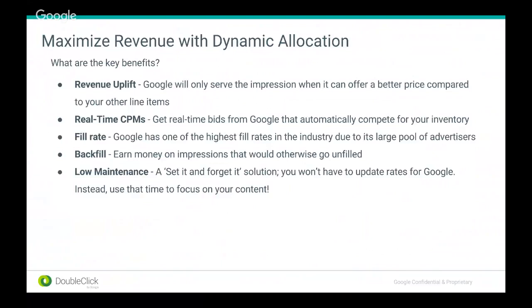Now, this is especially important when a line item has been set up as a guaranteed, because the ad network may not always fill the impressions. So rather than leaving them unfilled, it's much better to allow an AdSense buyer to bid on the ad. However, the key here is to limit the amount of backfill, because due to latency and loss of targeting information on the passback, this then impacts the impression and hence results in a much lower CPM. And then the final benefit being low maintenance. As you don't have to update any rates for Google, you can take the approach of set it and forget it. So instead, you can use the time to focus on your content.